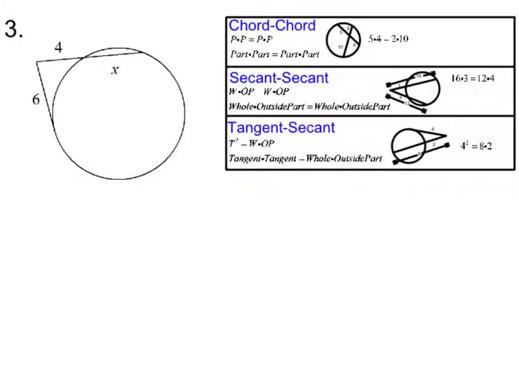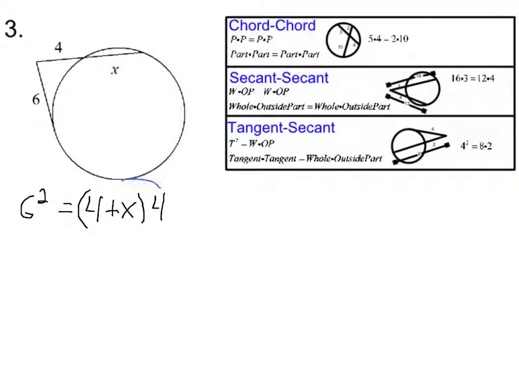Here we go on this guy. We have tangent, secant. Here you can see the little tangent line, the tangent 6 over there. So let's write that down. If I follow the formula, it says tangent squared, so that would be my 6 in this case, and then the whole times the outside part, like the other examples. So 6 squared equals the whole thing, which is 4 plus x. Please remember from the other slide that we have to add the x because it's part of it, and then the outside part is nothing but a 4.